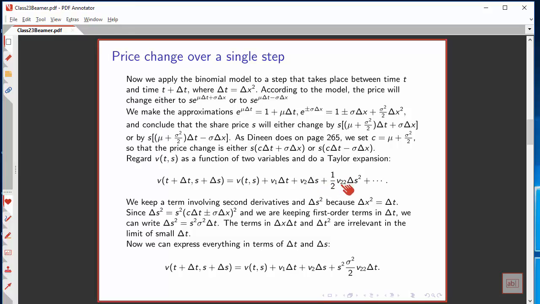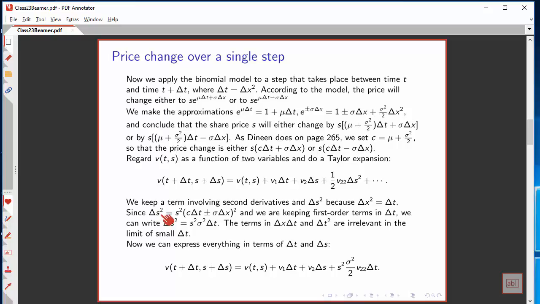there I have to keep one more term because delta s squared involves delta x squared, and delta x squared is just equal to delta t. So this is the minimum number of terms in the Taylor expansion if we want to be able to work in the limit where delta t approaches 0.